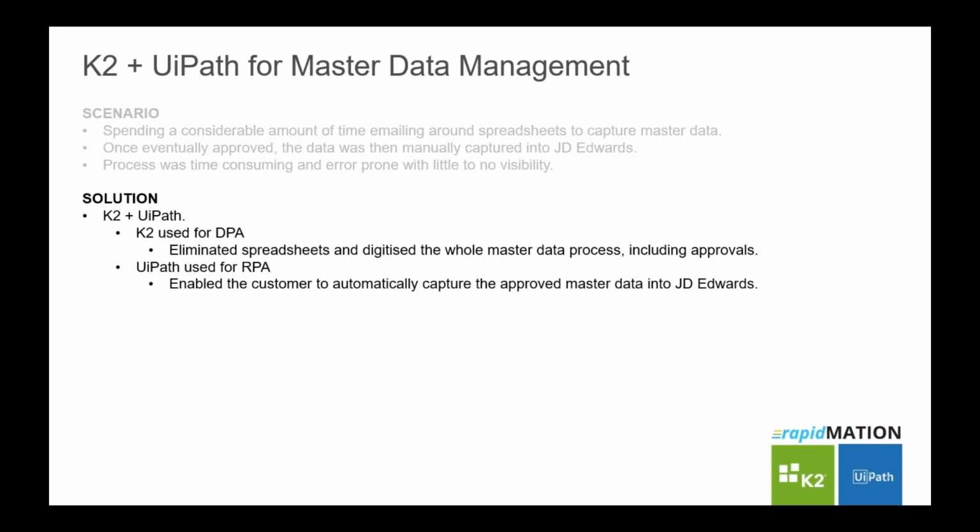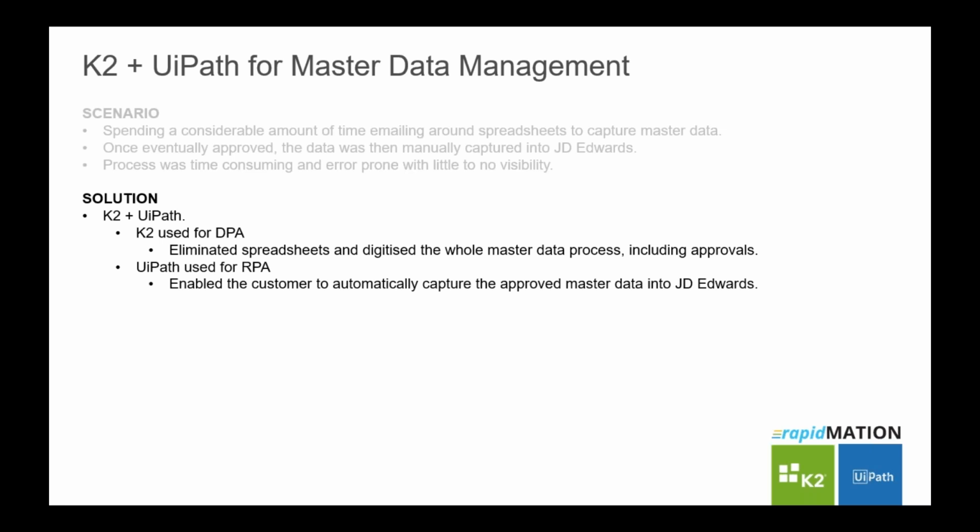So the solution was to weave together a K2 and UiPath solution. The first part that we automated was we used K2 for the digital process automation piece. What K2 did is eliminate the spreadsheets and digitize the whole master data process, including the approvals. And then from a UiPath perspective, once we had got approvals for that master data, we passed this off onto a UiPath robot that automatically went and captured those details into the JD Edwards system.